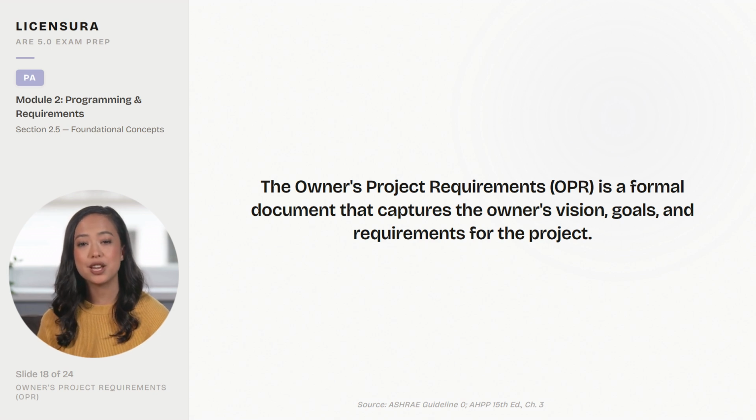Does this choice meet the owner's stated requirements? If yes, proceed. If no, either the design is wrong or the OPR needs to be updated with owner approval. Projects without an OPR drift. Individual design decisions made in isolation. No single standard to measure against, and nobody can say whether the final building actually met the owner's intent.